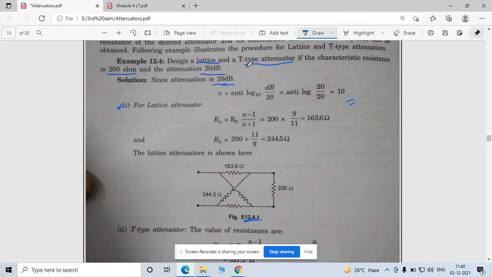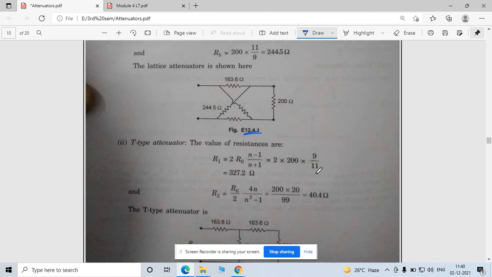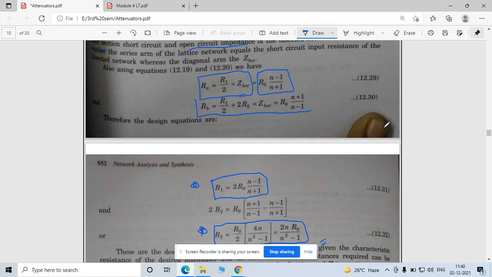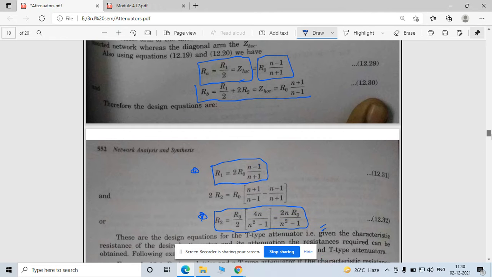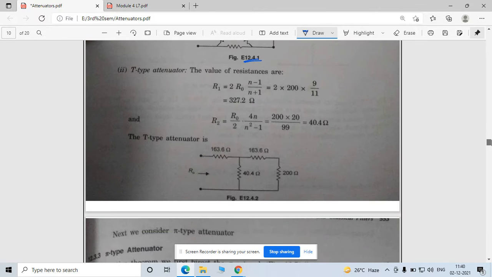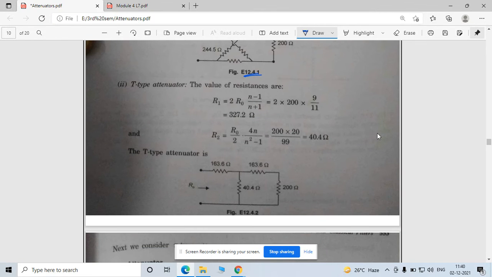Now derive for the T type of attenuator. So for the T type of attenuator, what will you do? Simple. We have already seen the formula here. The formula for the T type of network is RA is nothing but twice of R naught times n minus 1 by n plus 1. So simply write that formula and put the values in. All values are already given in the question. Put those values and get your answer.